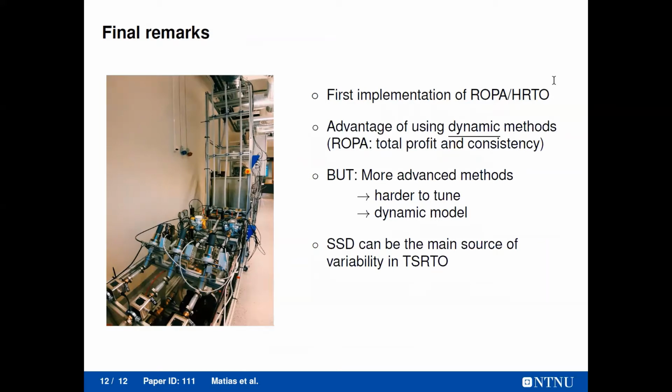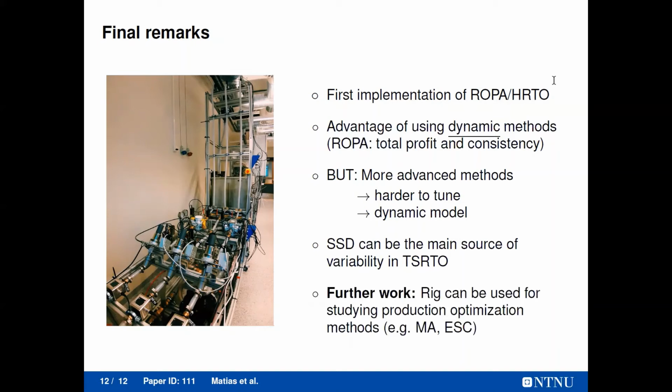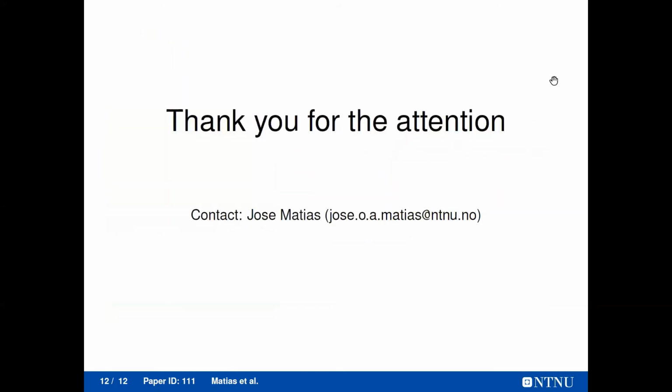The results that I showed here indicate that in this system there is an advantage of using dynamic methods, but this comes with a cost. You have to develop a dynamic model and of course tune the dynamic model adaptation step. We also concluded from the 4 independent runs of the classical 2-step RTO that the steady state detection method can be the main source of variability of the 2-step RTO. Finally, as further work, we plan to apply different production optimization methods to the rig, such as modifier adaptation and extremum seeking control. With that, I would like to end my talk.